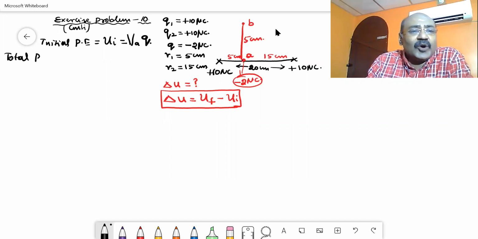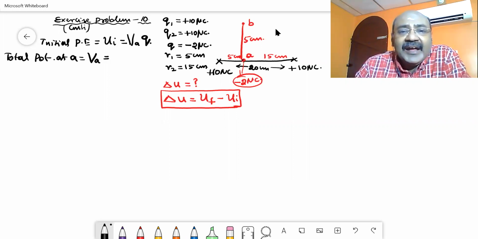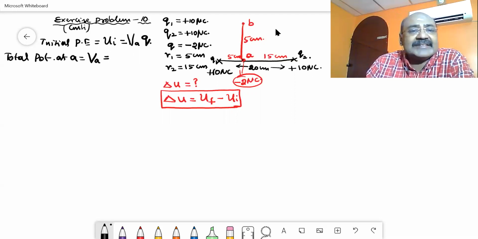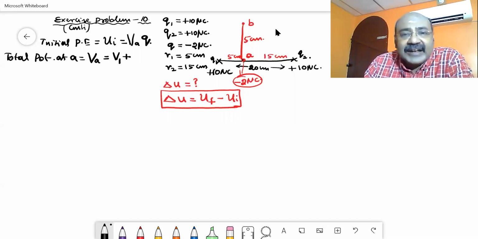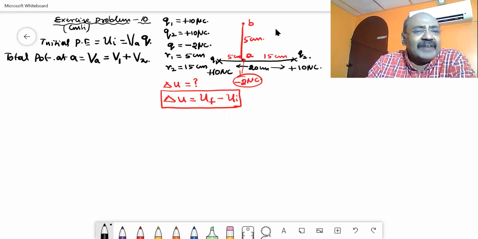See, the total potential at A, V_A, is equal to the potential at this point A due to the charge Q1 plus the potential at A due to the charge Q2. So I am writing this as the potential at A due to the first charge, V1, plus the potential at A due to the second charge, V2. Now, in general, we know what V is.